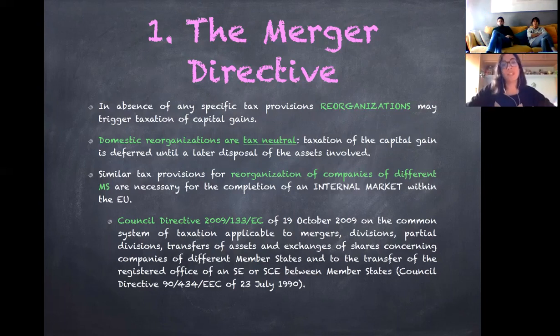Similar tax provisions for reorganization of companies of different member states are necessary for the completion of an internal market within the European Union. So we need the same tax regime for cross-border mergers as those that we have at domestic or internal level. In the case of the European Union, the directive in charge of regulating this kind of reorganization structure is Council Directive 2009/133. In fact, this one is a consolidated text of the previous one from the 90s that we have in this slide.